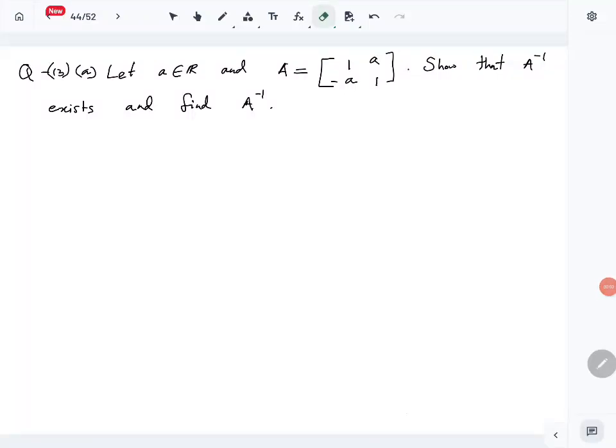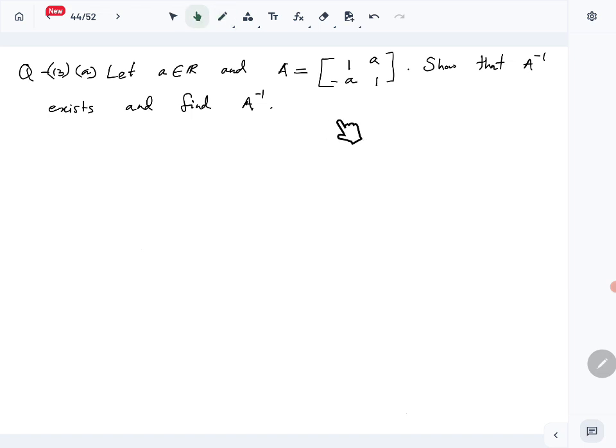Okay, now let's look at question number 13 of the pure paper and part A of that. So what is given to us? It's given that A is a real number and a 2 by 2 matrix is given. Capital A matrix is [1, a; -a, 1]. First part we want to show is that A inverse exists and then we need to find A inverse.